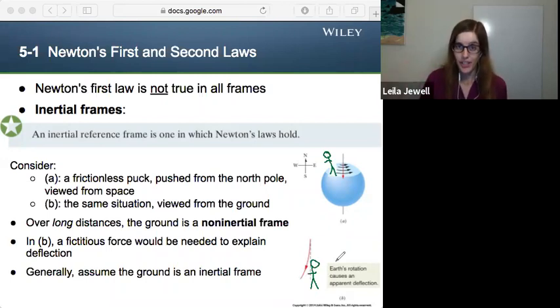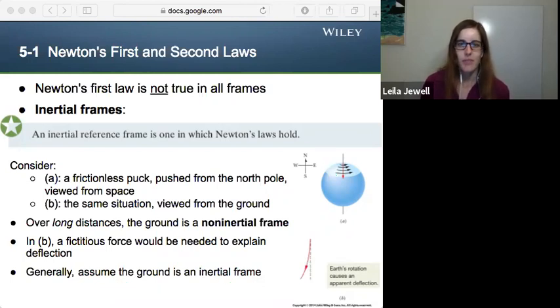Since we are traveling in a circle, we actually have an acceleration. So our reference frame, the Earth, is accelerating, and thus it's a non-inertial reference frame. So this is only true over really long distances that the ground is a non-inertial reference frame. In general, we'll treat it as inertial. So you don't really need to worry about this slide, but it's a useful addition. So like it says here, in general, we'll assume that the ground is an inertial frame.